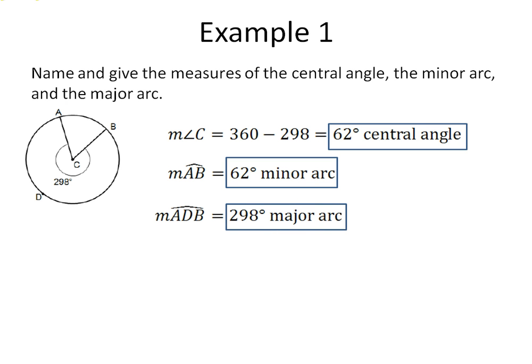Okay, and then we want to get the measure of arc ADB. So we start at A, go through D, and come back to B. That gives us 298 degrees indicated directly from the diagram, so that's where that comes from. And it is the major arc.